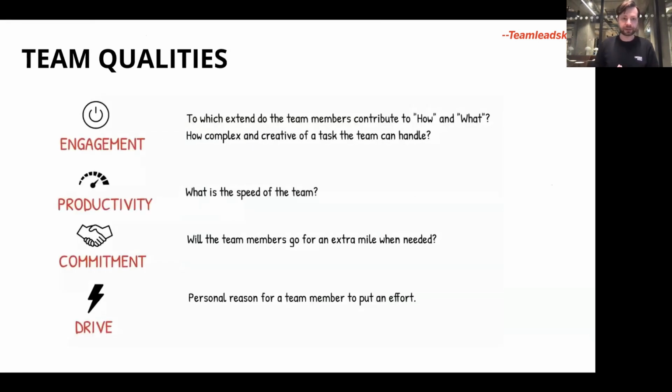Talking about the qualities, the level of engagement determines whether you can switch from push to pull management, and teams with a high level of engagement have a lot of ideas both on the solution domain and also on how to address the stakeholders' needs best. The productivity is assessed using the selected performance goals of the team. The level of commitment is reflected in sticking to team agreements and meeting deadlines. And drive is the personal reason for the team member to contribute to the efforts of the team.